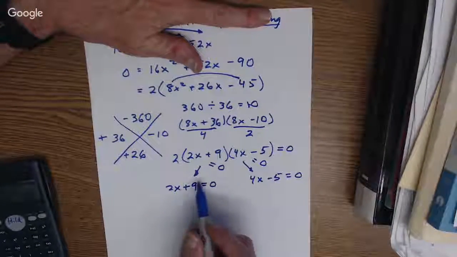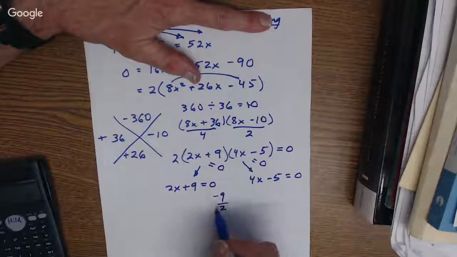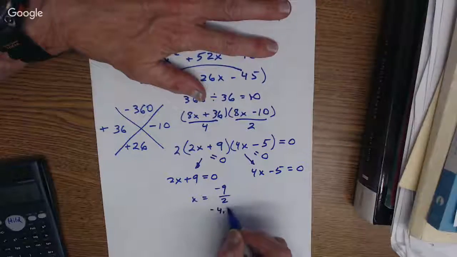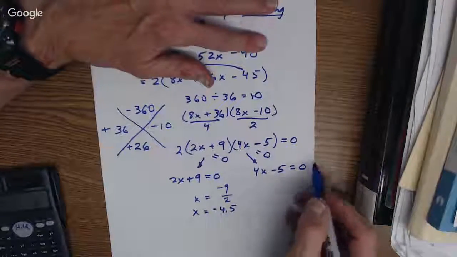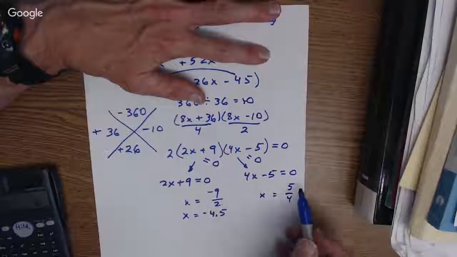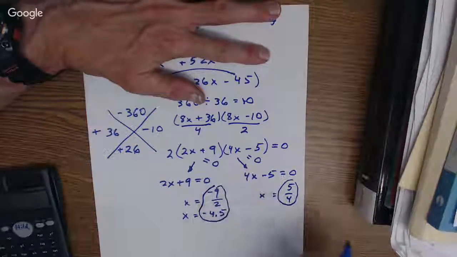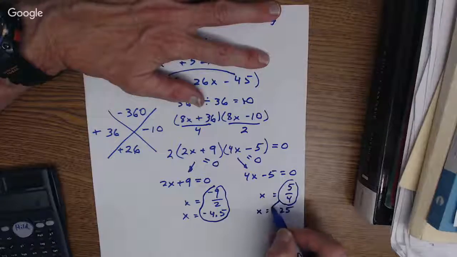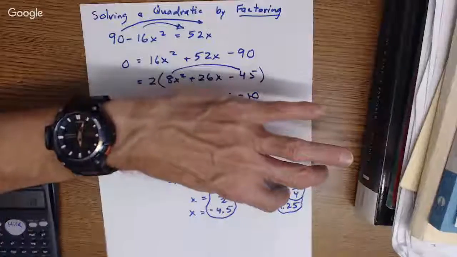So you solve both of these. I take the 9 over, it becomes negative. I divide by 2, and x is going to equal negative 9/2, or negative 4.5. Here I take the 5 over, it becomes positive. I divide by 4, and I get x equals 5/4, which is 1.25. So two answers: negative 4.5 and positive 1.25.